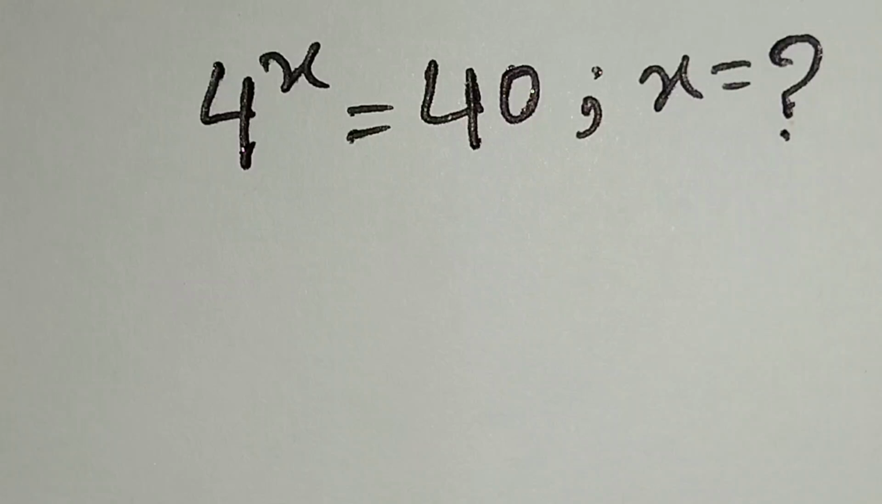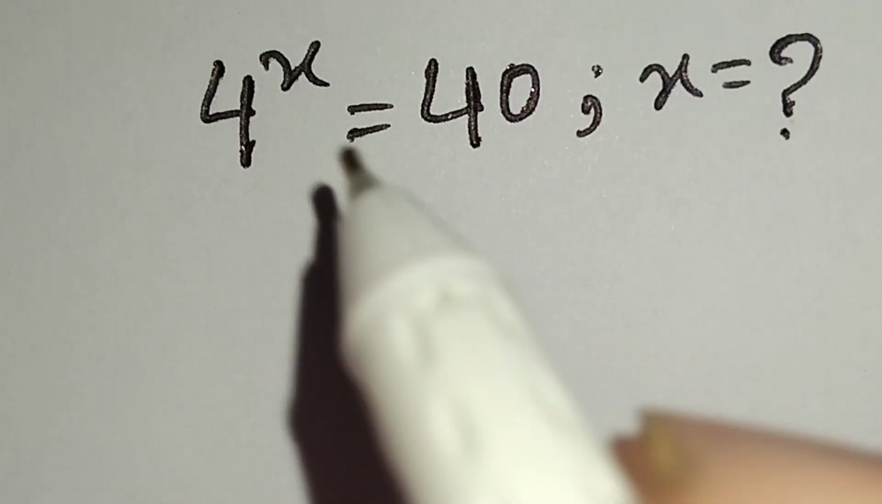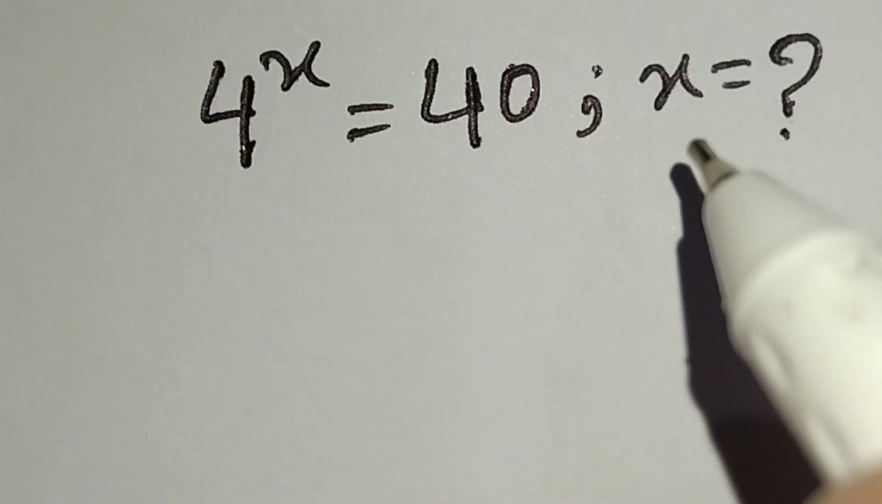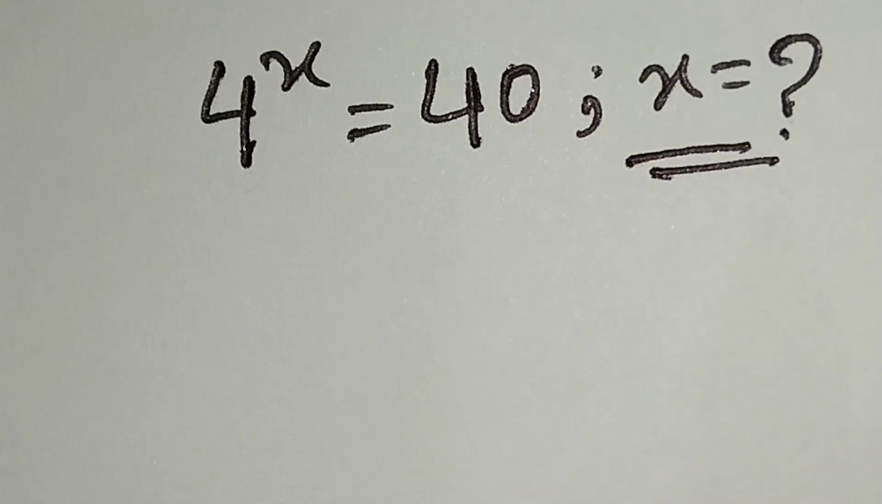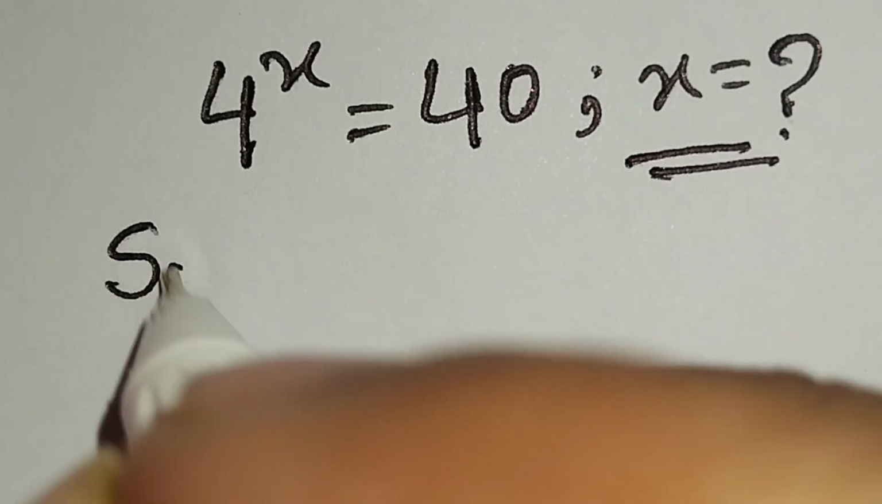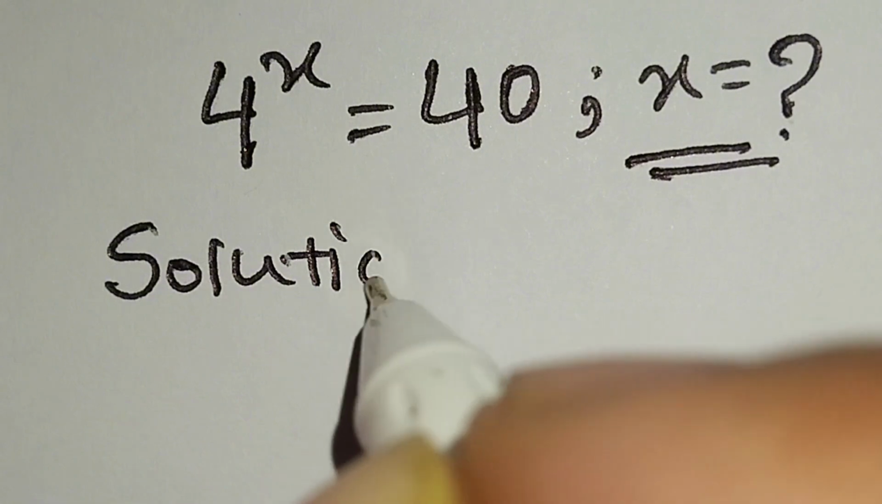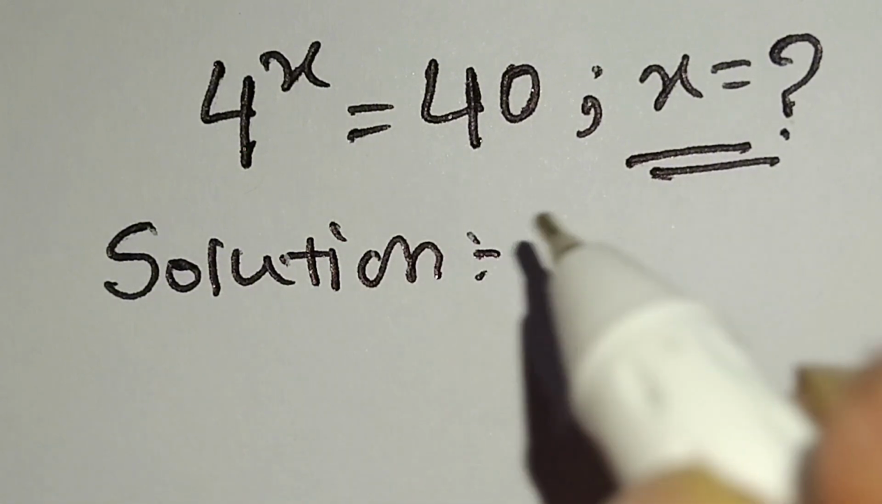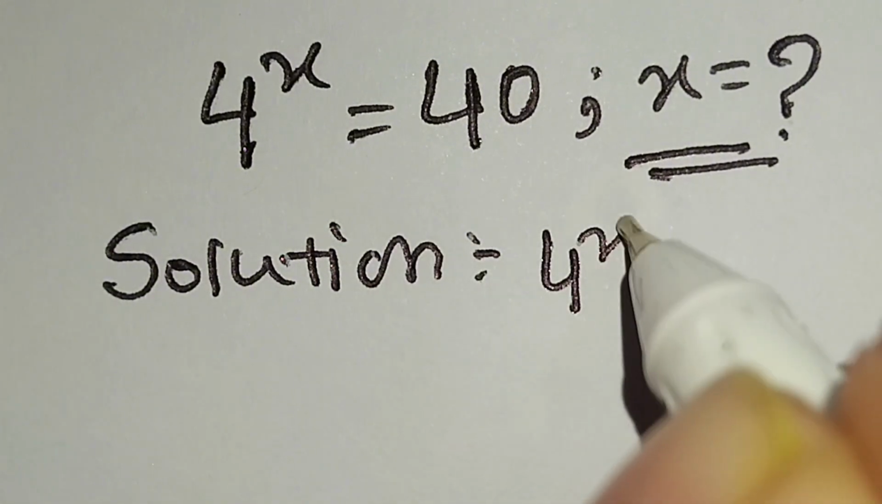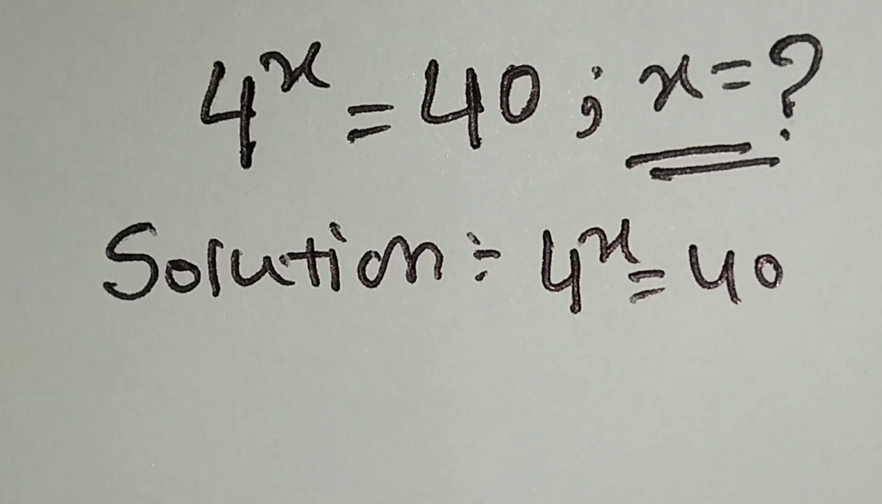Hello, this is a nice math problem: 4 to the power x is equal to 40, and we have to find the value of x. So let's start. Solution. The given equation is 4 to the power x is equal to 40.